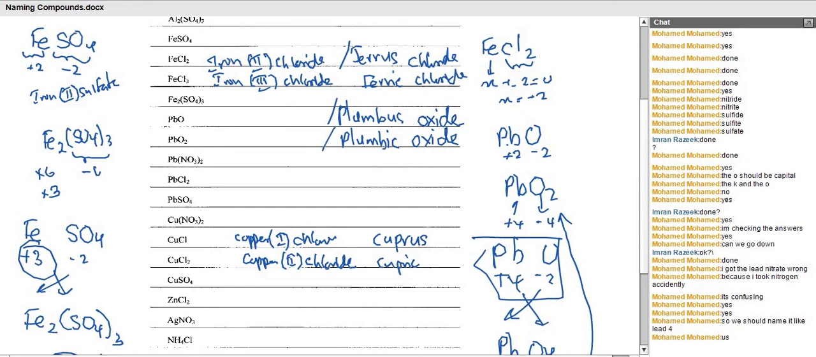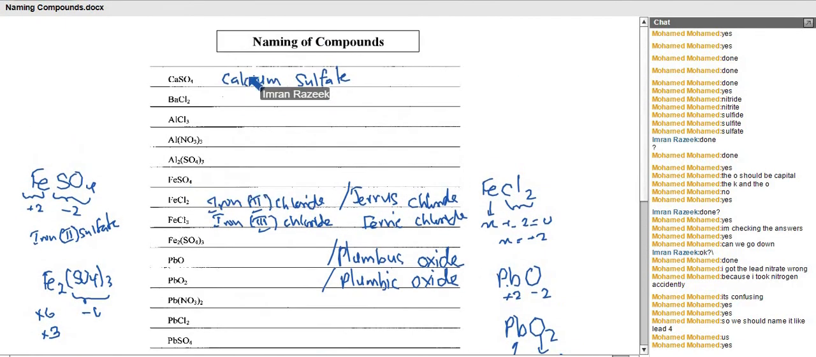But if you can name only using the Roman numerals, that's fine. Sometimes they give cupric chloride, so you should know what cupric is. Such questions are very, very rare in O-levels, but just to complete the chapter, I introduced that ic is for high oxidation state, us for low oxidation state. Is it clear? I'll give you about 4 or 5 minutes. You can start writing the names and we'll check at the end.